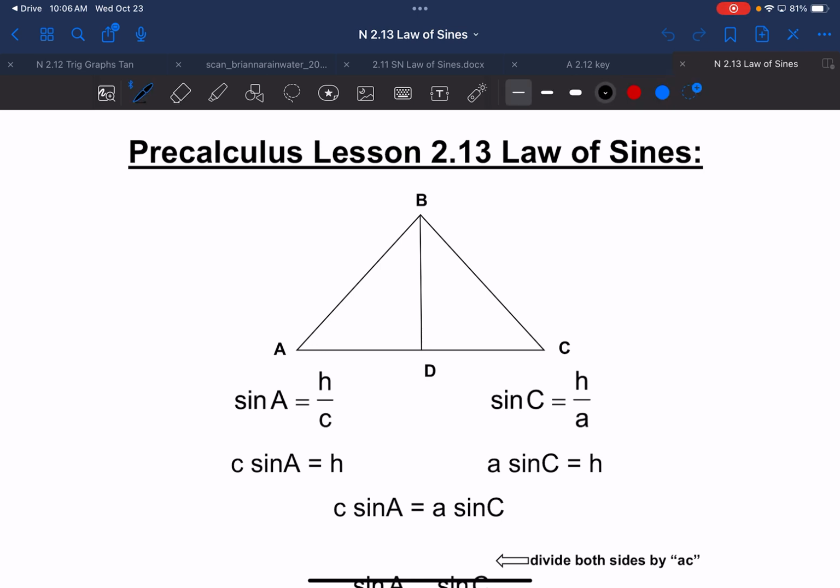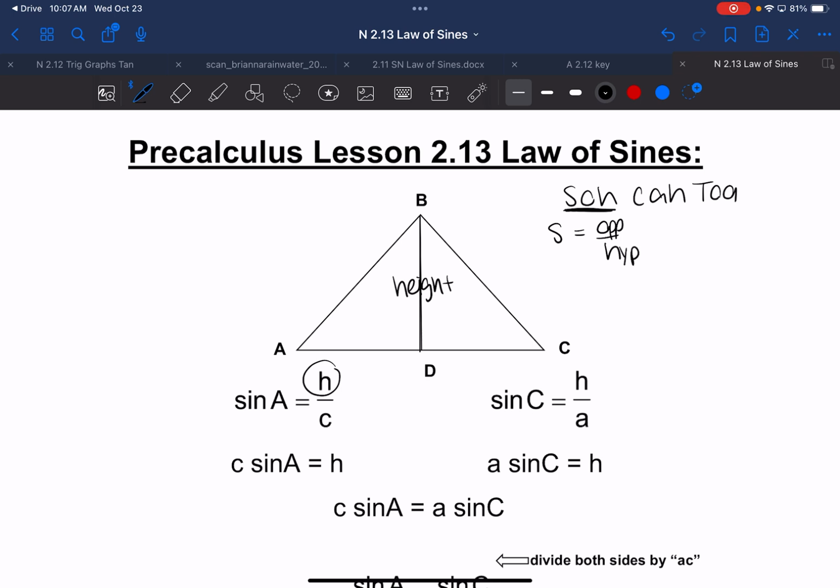Here, this line would be considered the height of our triangle. So when they use H right here, they're just referring to the height, this line right here. Remember sine's ratio. Remember we have this to help us remember our ratios. So sine comes from this one. Sine is equal to opposite over hypotenuse.